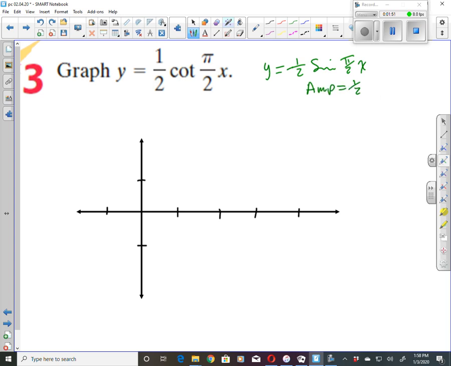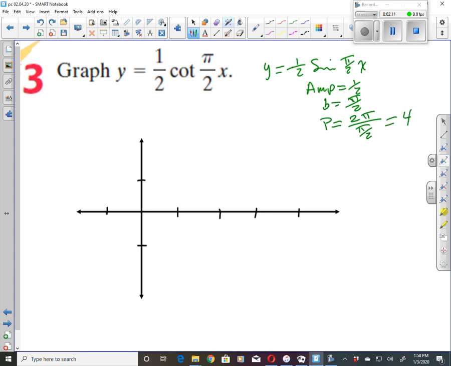So the amplitude is 1/2. Now that's the amplitude of the sine, not the cotangent. Cotangent doesn't have the amplitude. I have a b value of pi over 2. So therefore my period is 2 pi divided by pi over 2, or 4.